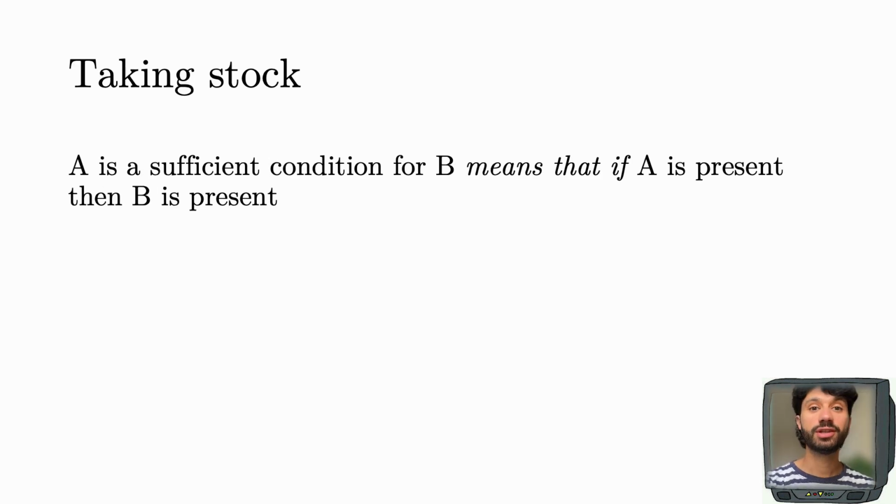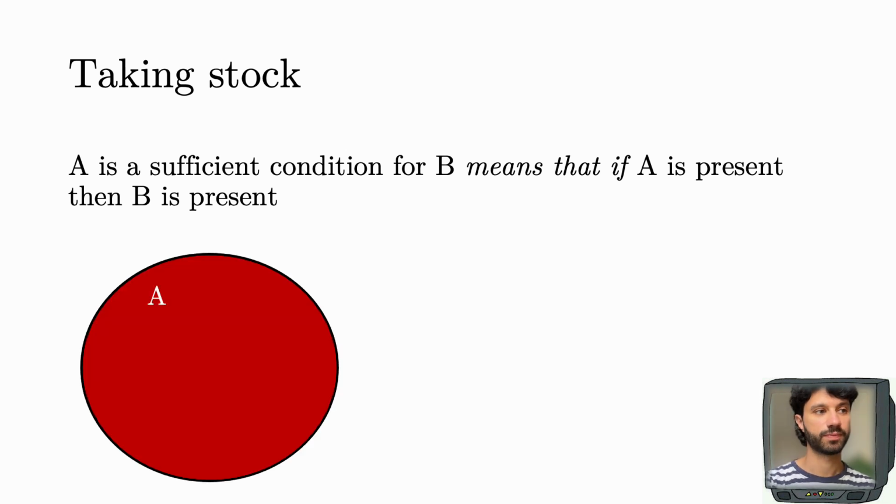Okay, we've seen the definitions and some examples. Let's try to still make sure that we fully understand these definitions. Okay, A is a sufficient condition for B means that if A is present, then B is present. That just comes from the definition. But I do like to look at things visually. So here's a little diagram.